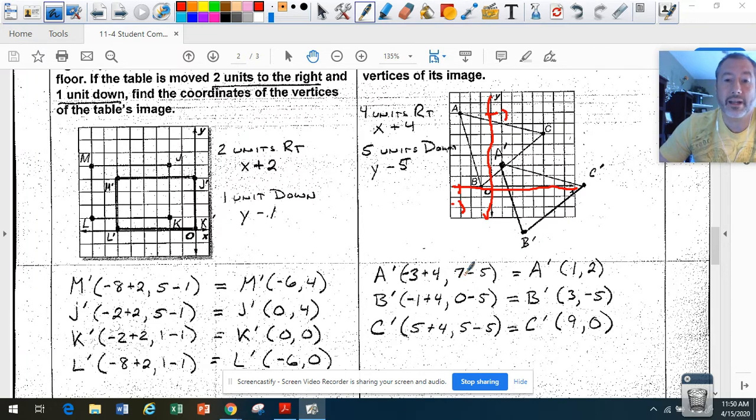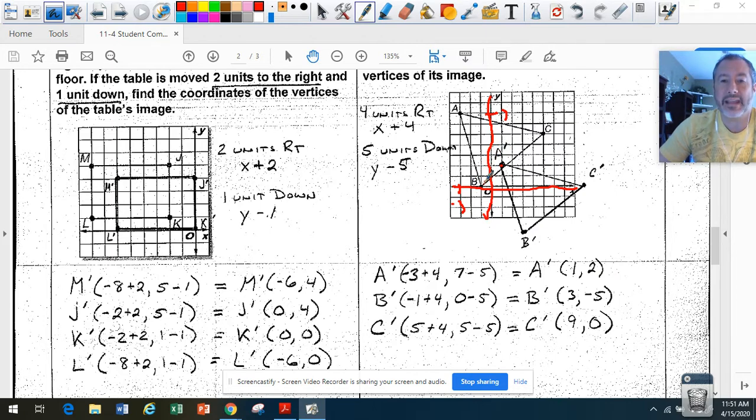We are going to translate it to the right first, 4 places. So -3 plus 4 is +1. Then we're going to move it down. Our original location on the y-axis is at 7, so 7 minus 5 is 2. So A prime is located right here at (1, 2). We would place that point there and label it as A prime.